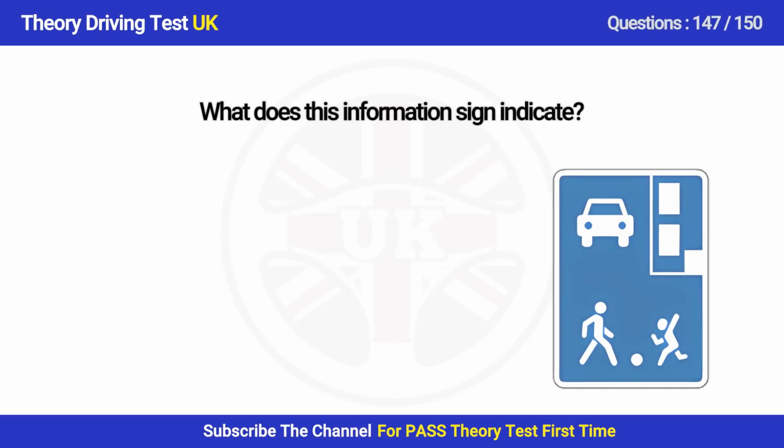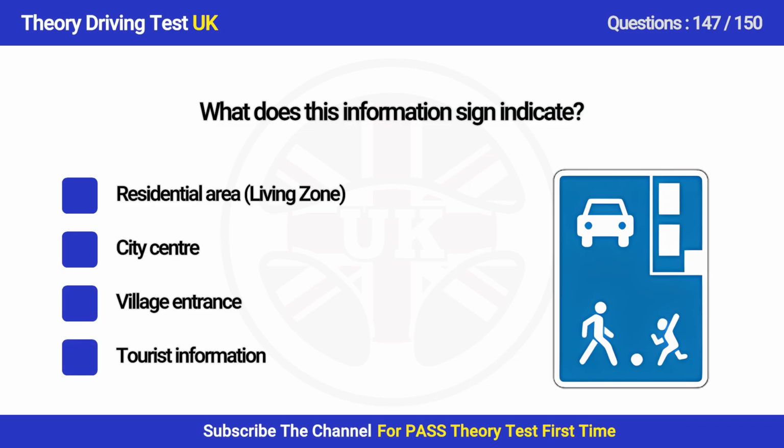Question 147. What does this information sign indicate? A. Residential area living zone. B. City center. C. Village entrance. D. Tourist information.